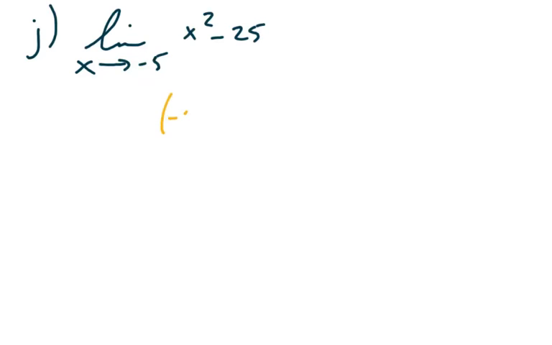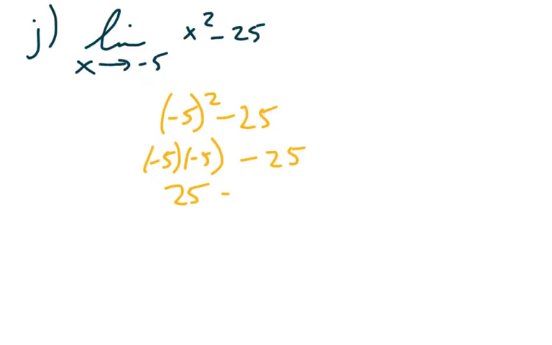Final question on the first page was simply the limit as x approaches negative 5 of x squared minus 5. Again, first thing is always plug in. Now, please remember, negative 5 squared is negative 5 times negative 5. That is not negative 25, that is positive 25. So we get 25 minus 25, which is 0. You can absolutely have 0 as your answer. Okay, no problem there. That brings us to the end of the first page.